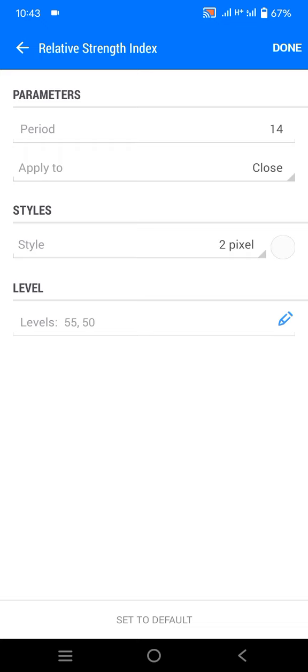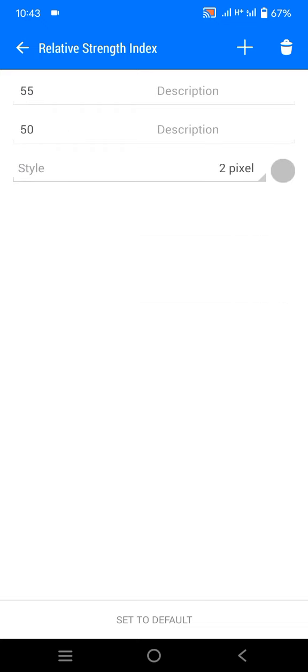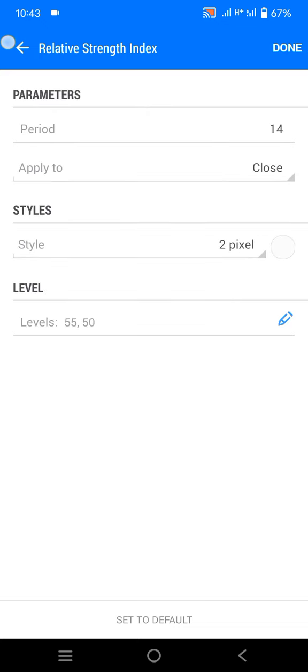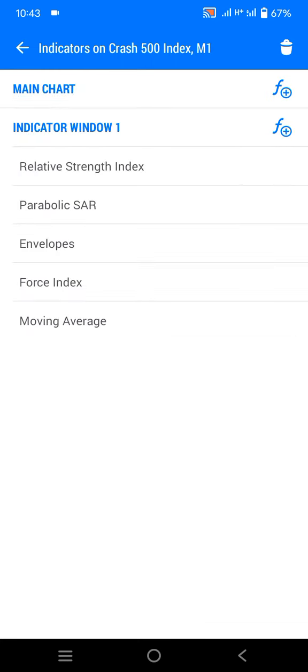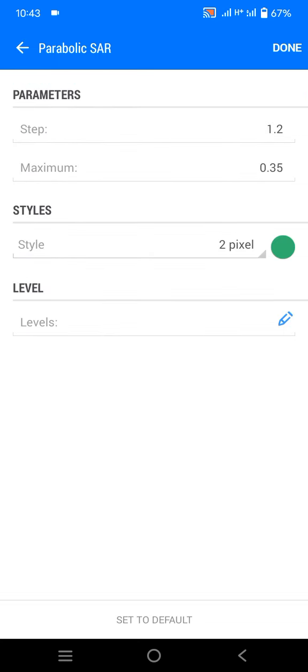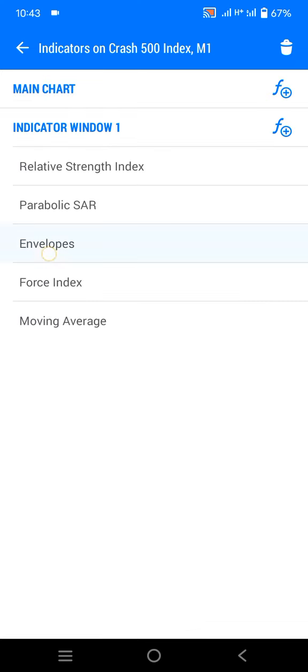RSI 14 period. The levels must be 55 and 50, and you simply click on down. The Parabolic SAR is 0.2, 0.35. Try to take a screenshot and set up later. Watch the video first so you understand better. Take a screenshot of the settings and set up after this video.